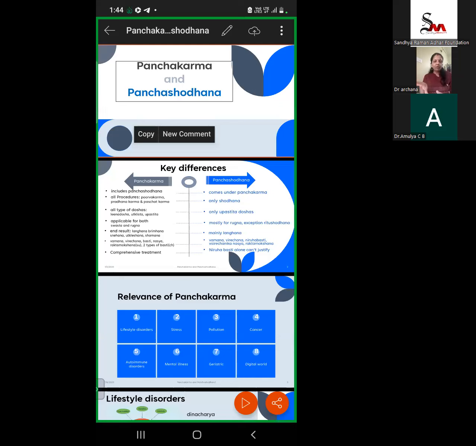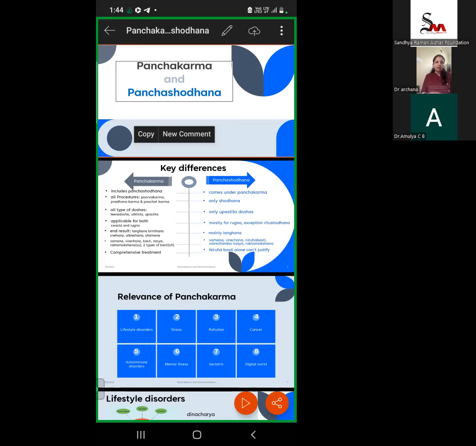So now it should be clear to you that any procedure which ends with Langhana, which has certain Purva karmas and Paschat karmas, and where the doshas are in Utklishta form, only that can be considered under Panchashodhana. They are Niruha Basti, Vamana, Virechana, Shiro Virechana, and Raktamokshana. Whereas here only Basti is mentioned, it means that both Anuvasana and Niruha are included. Nasya is mentioned, where all types of Nasya can be included. And Raktamokshana is also there under Panchakarma.